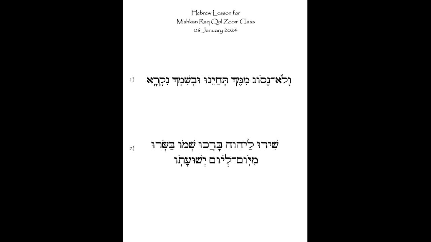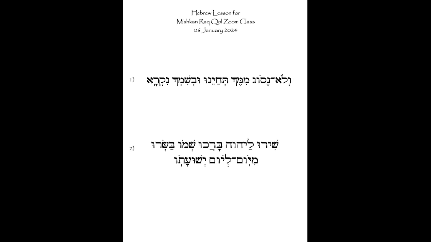All right. So we have velo nasog mimecha. What about this next word here? All right. So we have the letter tav, which we know sounds like a T, and it's pointed with what kind of shva? Vocal, because we're at the beginning of a word. So we have a T followed by a quick E. Te. Okay? Te.